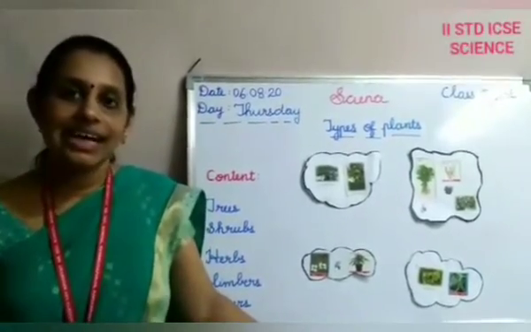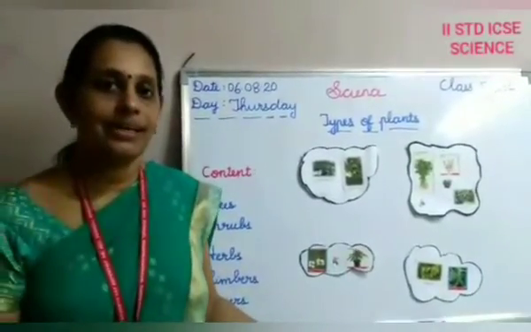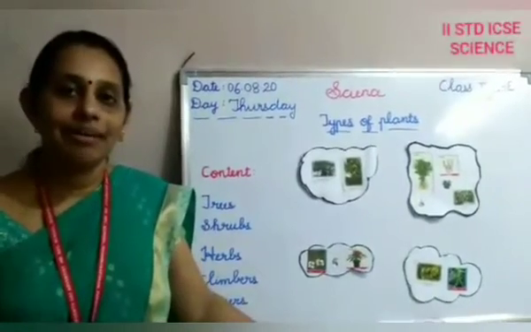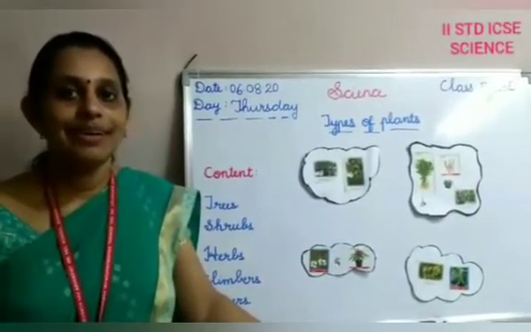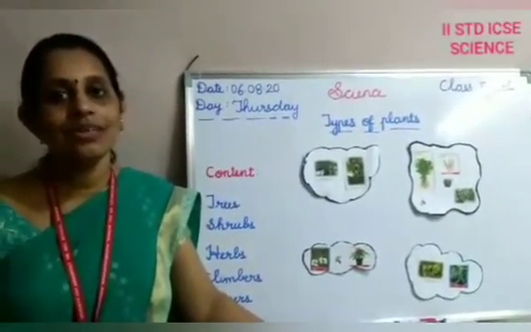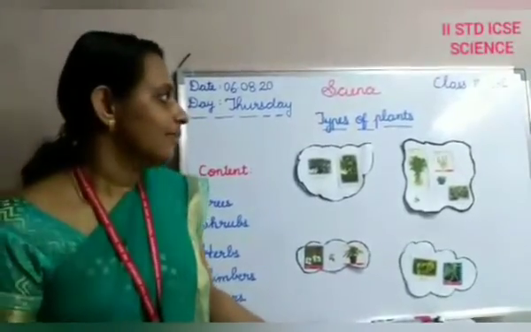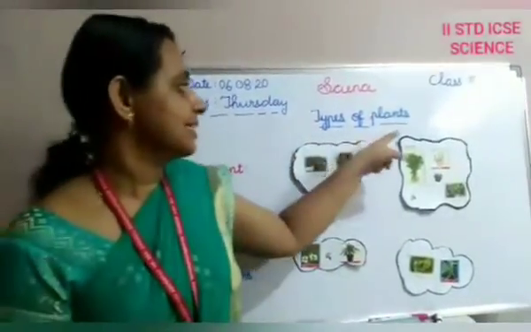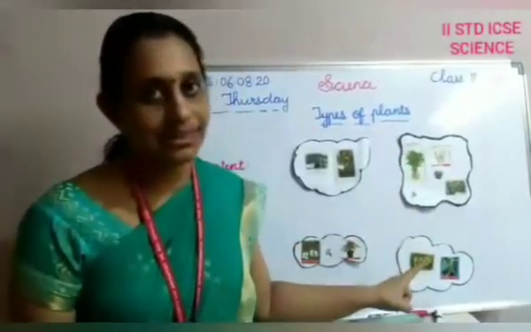In our last class we learned the parts of a plant, and the main parts of a plant are root, stem, leaves, branches, flowers and fruits. Today we are going to revise our next lesson, that is types of plants.